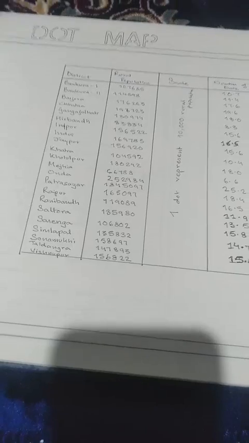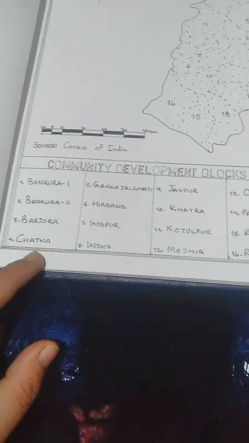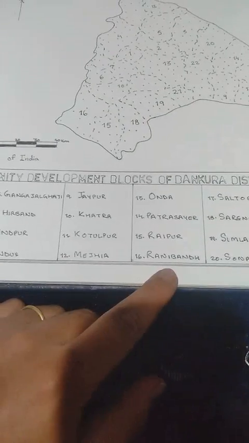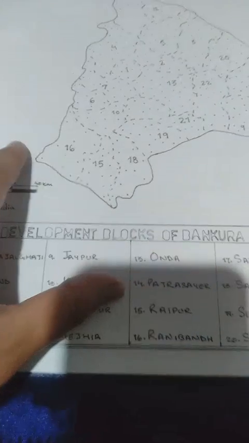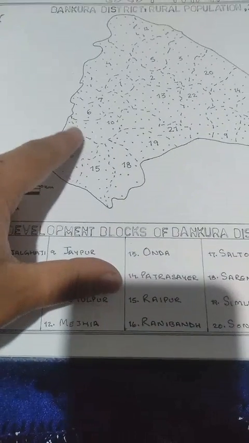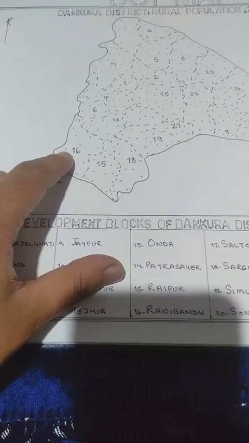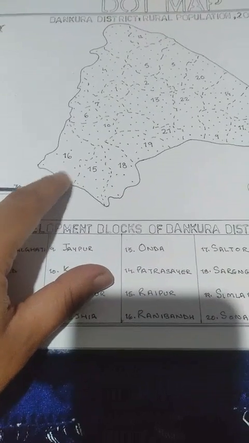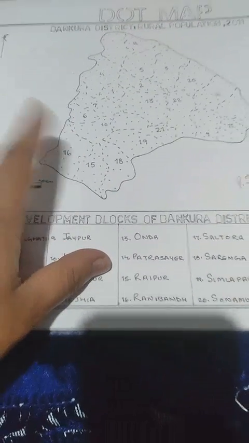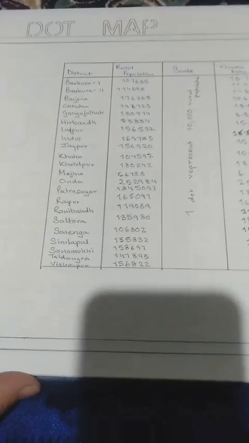So that is Raniband. Let's check here now. Where is Raniband? Raniband is number 16. So number 16 is here. If I count here, there are 1, 2, 3, 4, and there are 12 dots only. So this is how you have to make it.